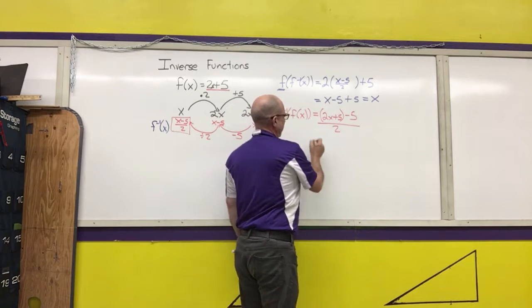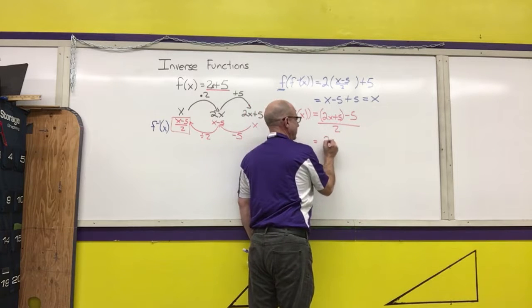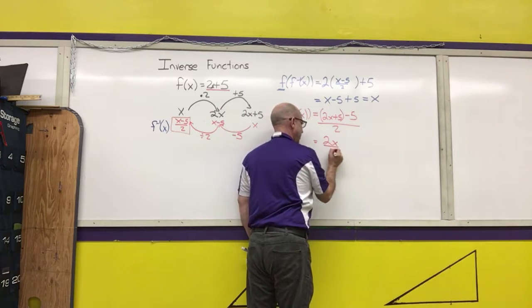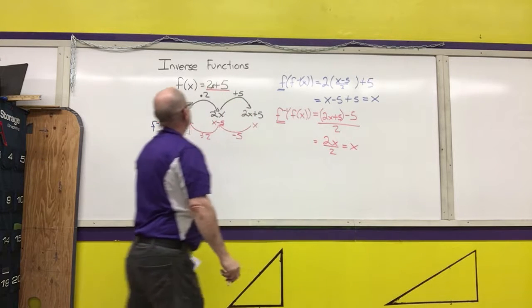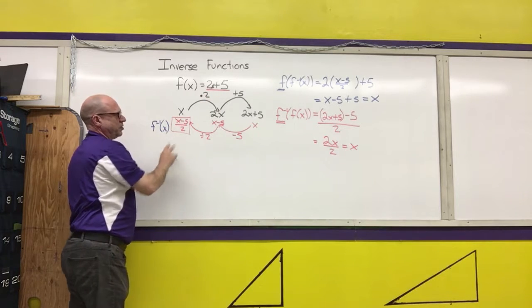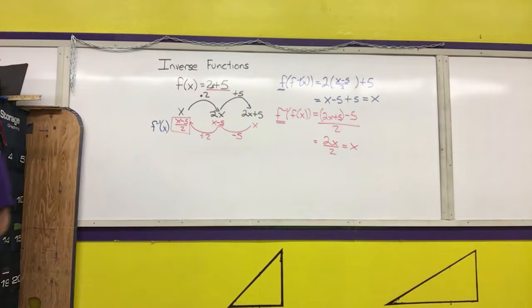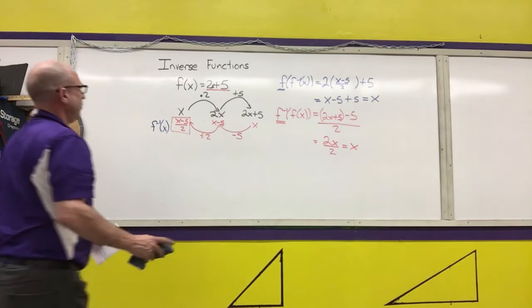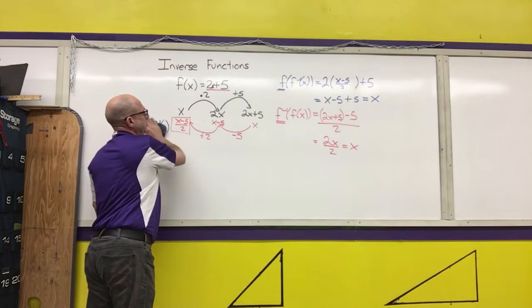And then I'm going to simplify. 2x plus 5 minus 5 is 2x over 2. And 2x over 2 is x. So I have verified that 2x plus 5 and x minus 5 over 2 are inverse functions. Let's do a couple more examples of informally finding inverse functions.